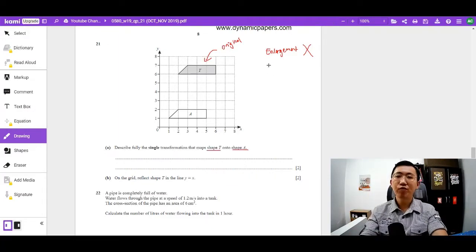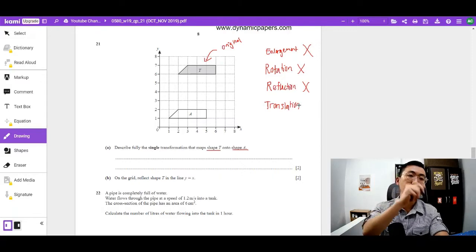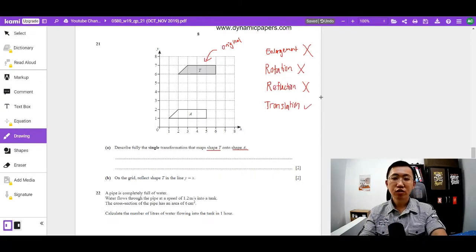No, so it's definitely not rotation. Rotation is out. Does this look like a mirror reflection to you? I don't think it's reflection as well, so it's definitely not reflection. So it's definitely out. That means this must be the last transformation. This is actually translation. Translation is just the movement of the shape. So this is translation. What I will do, you will write the keyword translation because this is the first mark.